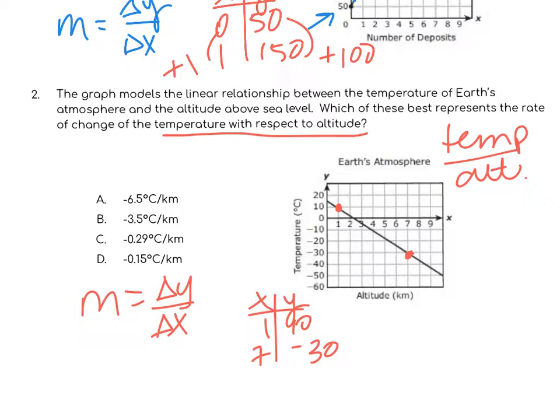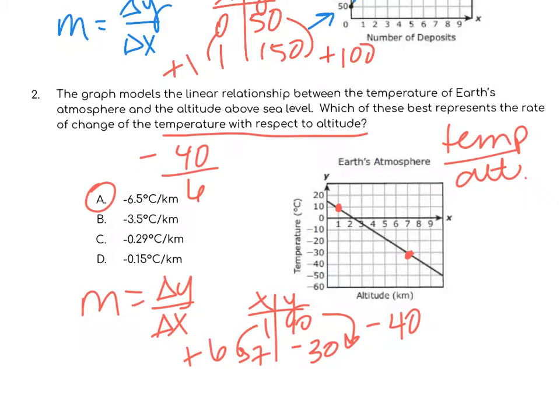About. All right, so from 10 to negative 30, that's minus 40. And from 1 to 7 is plus 6. So my rate of change is negative 40 over 6. And so if I divide that, I know 6 goes into 40 about 6 times, which will give me 36. So I guess I'm going with this one.